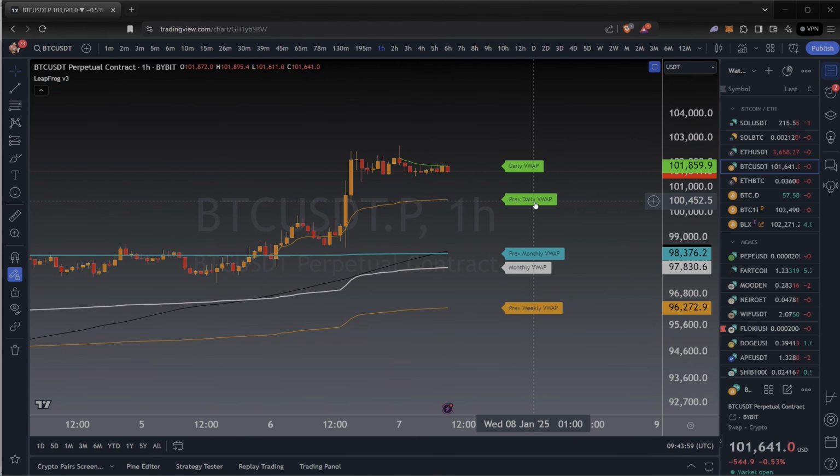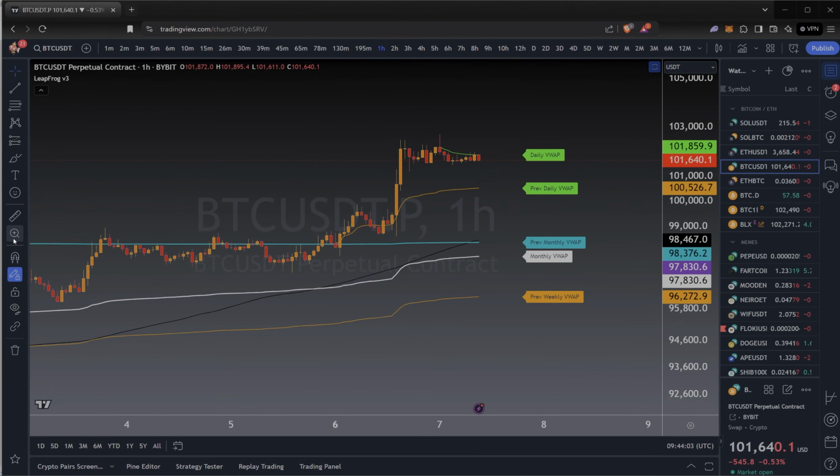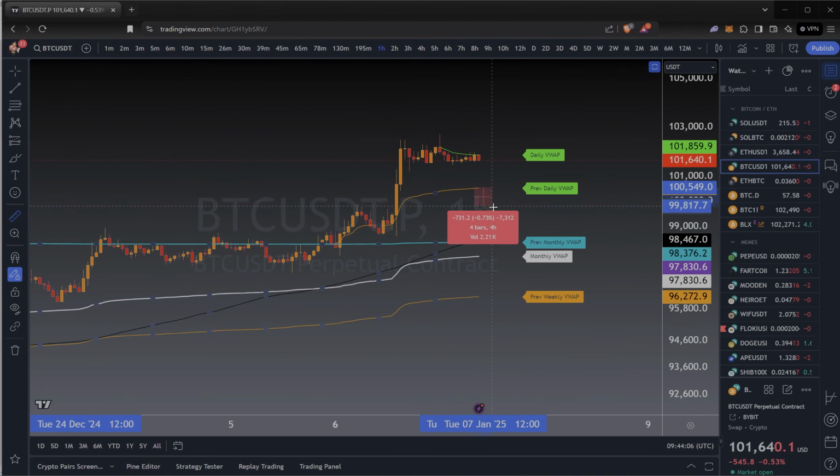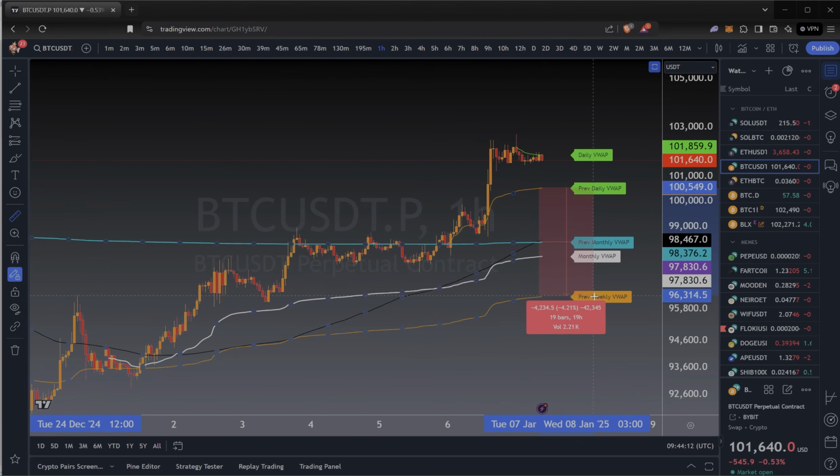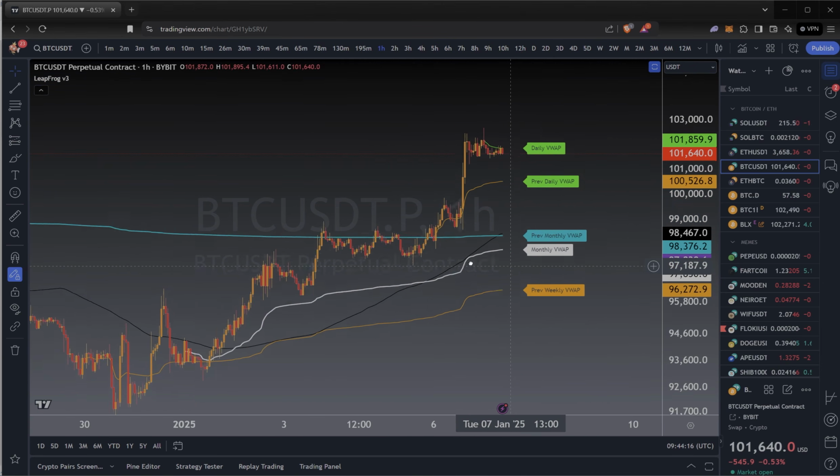So the previous daily VWAP happens to also be the weekly VWAP, but you can see here on Bitcoin that there is a potential weekly leapfrog back to that previous week down there. So if things get bearish, you'll know what's going on here on Bitcoin based on these leapfrogs.